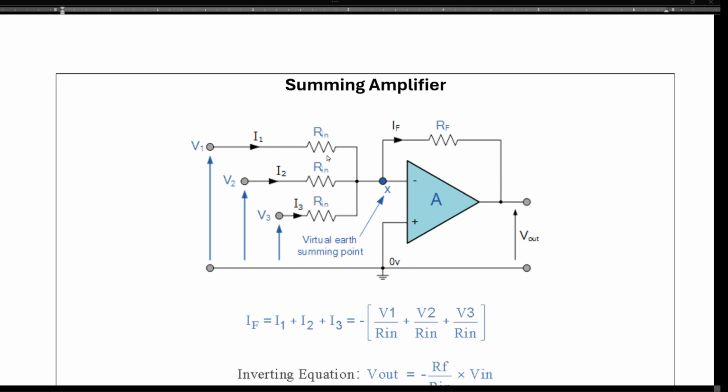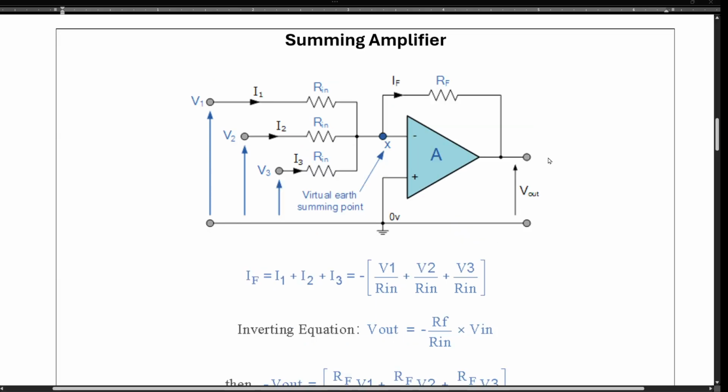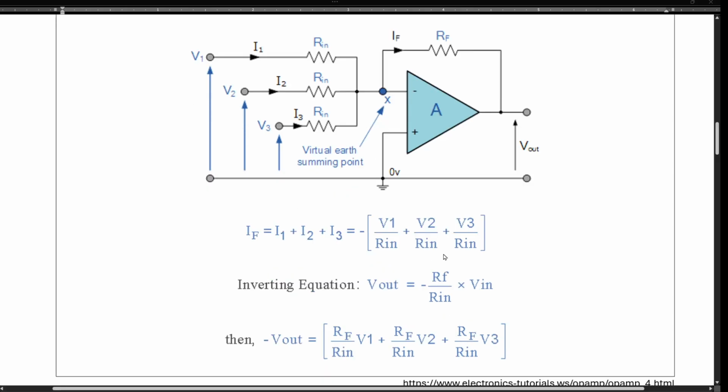Or if you have all of them 10 kilo ohms, 10 kilo by 10 kilo is 1, so you have unity gain. So this voltage plus that voltage plus that voltage is going to give you that voltage on that. And trust me, if you do all the calculations, just remember it's going to give you the negative value, because we are connected to the inverting input. Never forget the inverting here.